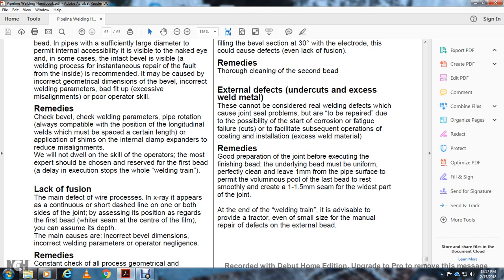At the end of the welding train, it is advisable to provide a inspection, even a small one, of the manual, to prepare for the defects of the external bead.